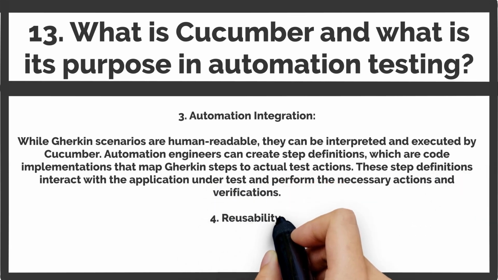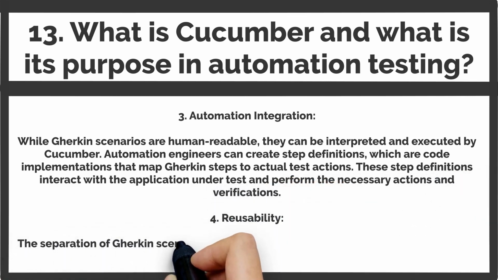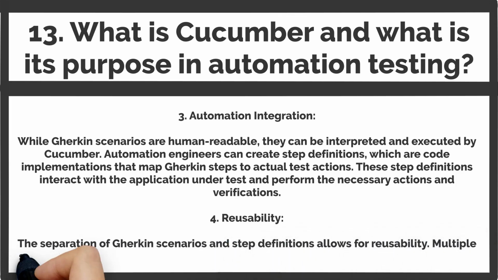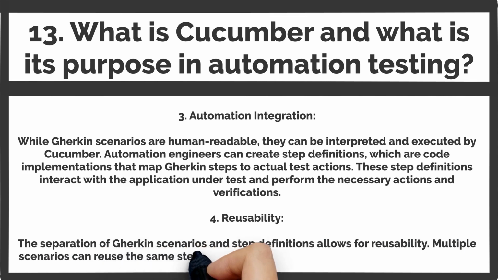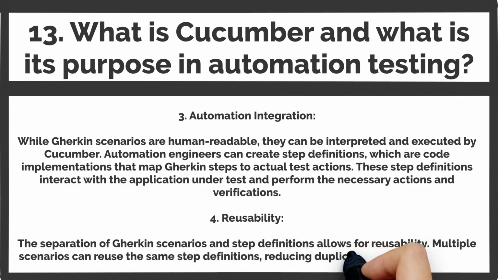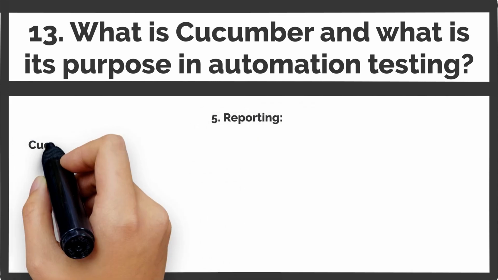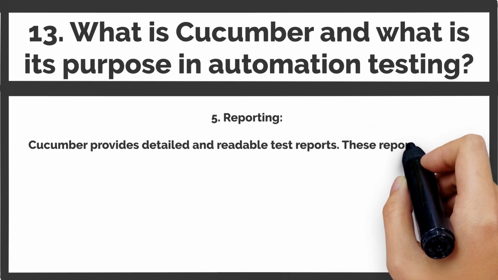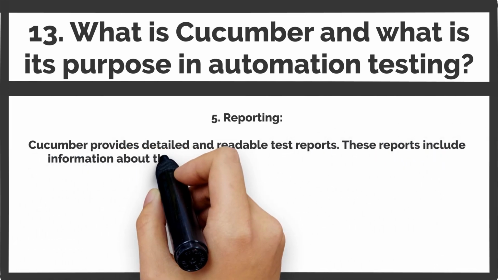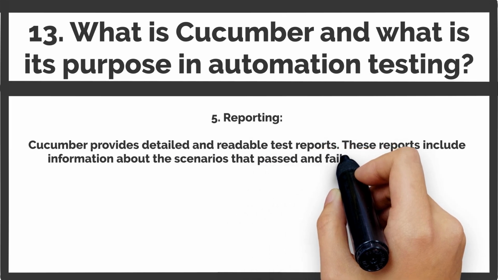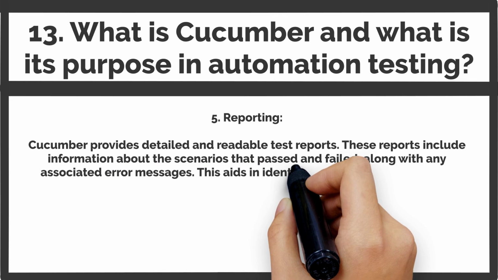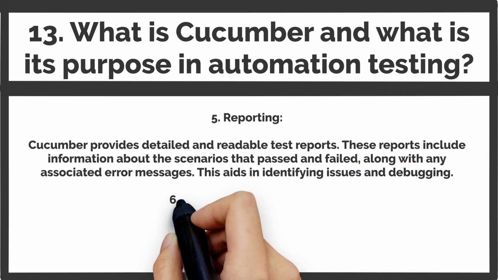4. Reusability. The separation of Gherkin scenarios and step definitions allows for reusability. Multiple scenarios can reuse the same step definitions, reducing duplication of code and effort. 5. Reporting. Cucumber provides detailed and readable test reports. These reports include information about the scenarios that passed and failed, along with any associated error messages. This aids in identifying issues and debugging.